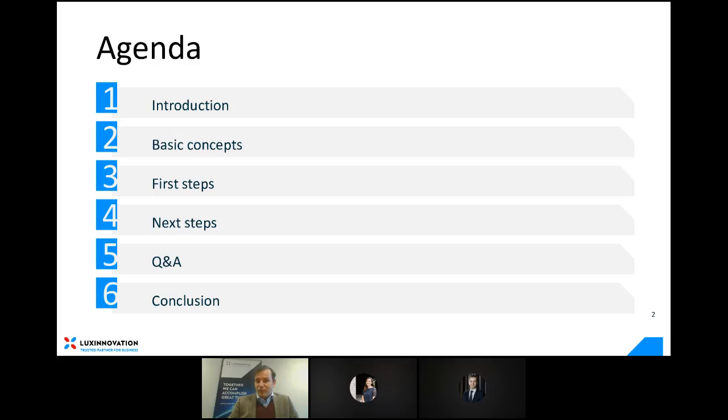One of the main aims also of the session is to try and respond to some, well, myths that you may have heard about participation to European programs, and of course try to demystify such myths.